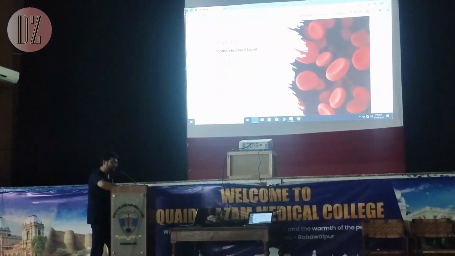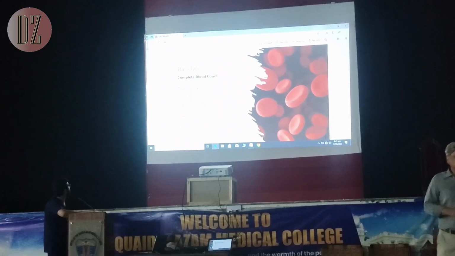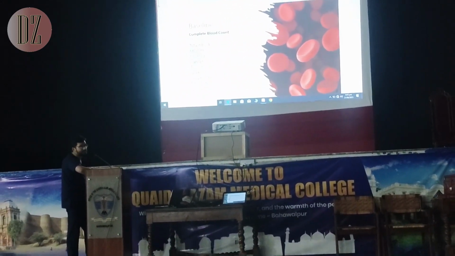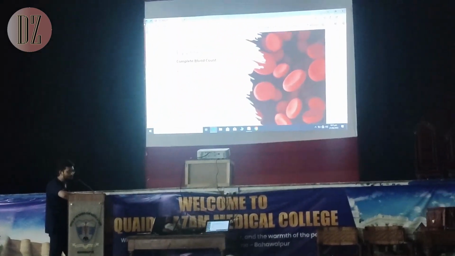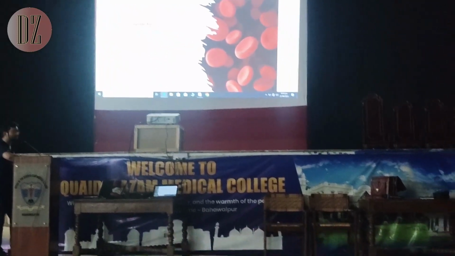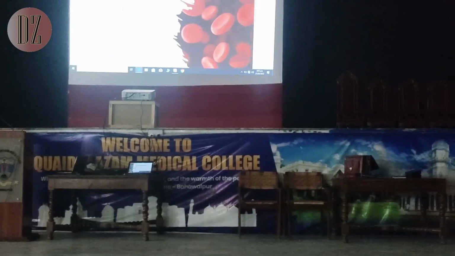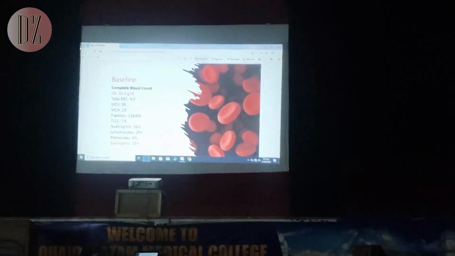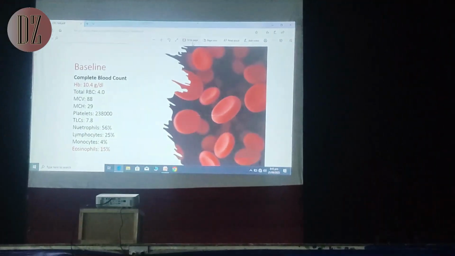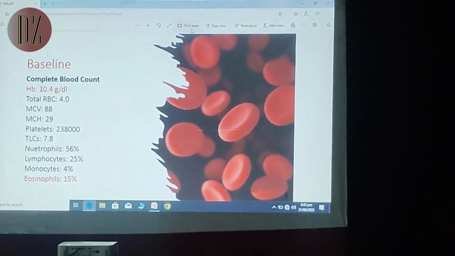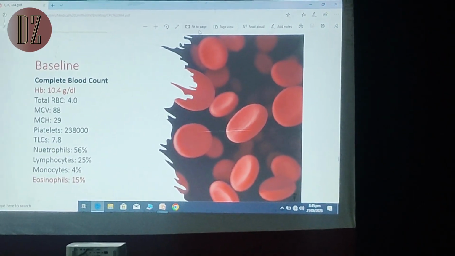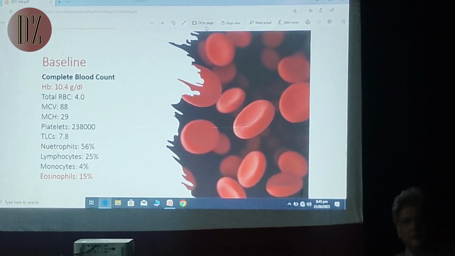We have done CBC, in which the Hb was 10.4 gram per deciliter, as it was shown by the pallor positive in the general physical examination. The total RBCs were 4 million, MCV was 88, neutrophils 56%, lymphocytes 25%, monocytes 4%, and there was a mild eosinophilia with 15%.